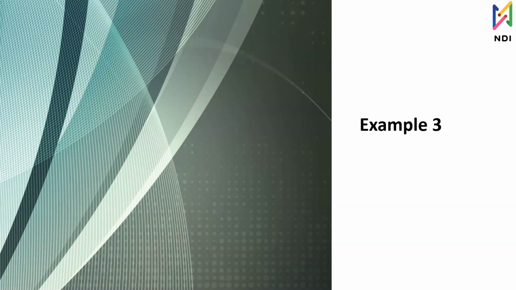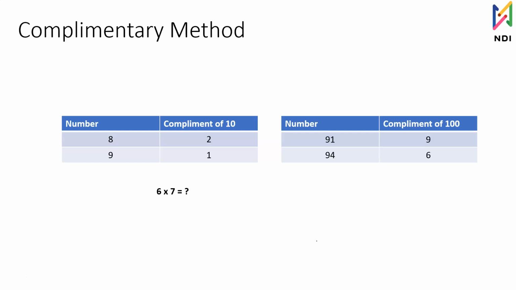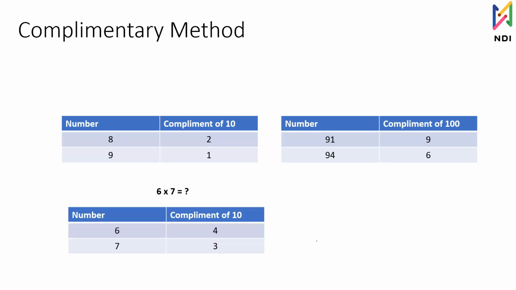So let's see another example. What will be 6 into 7? 6 and 7 can be represented as complements of 10: 4 and 3. With respect to 10, the difference between 10 and 6 is 4, and the difference between 10 and 7 is 3. I am less than 10 here, so I have to subtract, or find the difference.